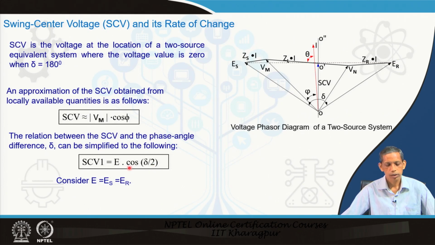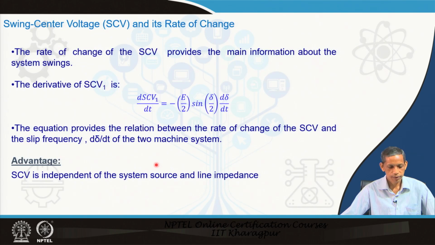If you take this one, then this is also an approximation to the swing center voltage. We distinguish it as swing center voltage 1 because of this approximation. Agree? So, the swing center voltage can be approximated from what is measurable, Vm and the corresponding phi, and from that you can calculate the swing center voltage, but this can be related to this angle delta.